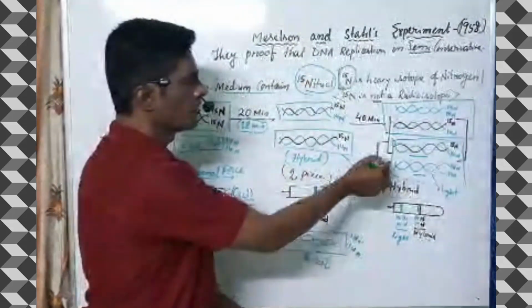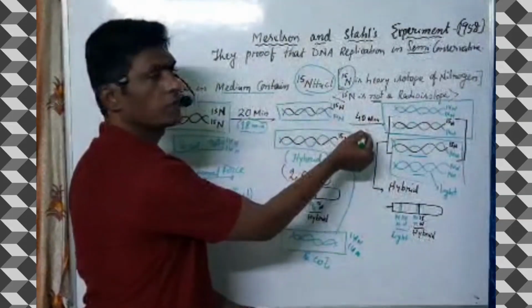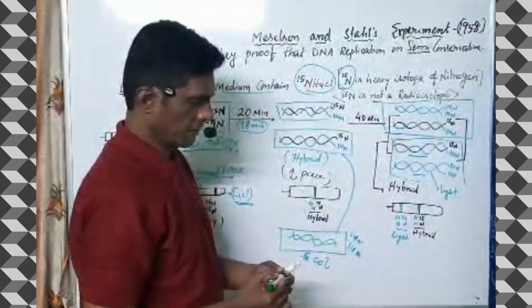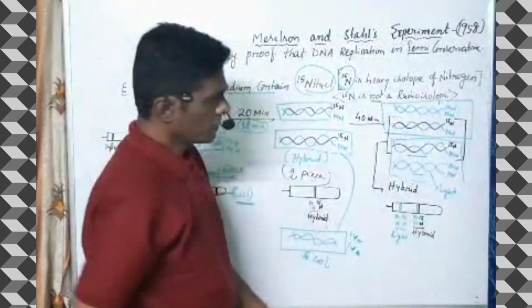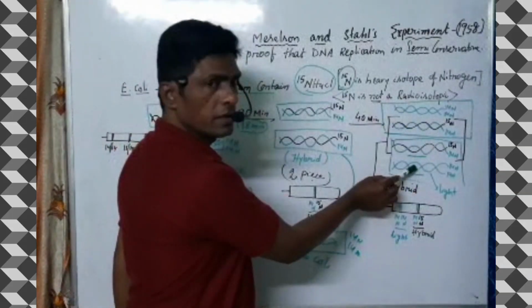So out of this second generation, after 20 minutes, I mean 20 plus 20, 40 minutes, they produce the 4 DNA or 4 E. coli bacteria. Out of these 4 E. coli bacteria, you can see that here 2 are hybrid and 2 are light.